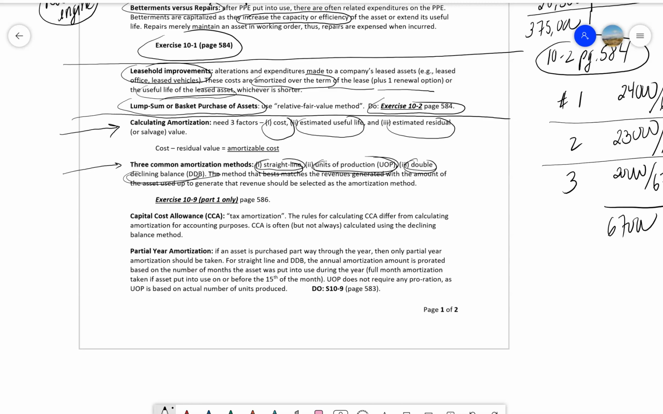So to demonstrate these 3 methods, we're going to look at exercise 10-9 on page 586. And we're only going to do part 1 in this video tutorial. So turn to page 586 and have a read through exercise 10-9. Once you've done reading the exercise, then resume the video to work through the question together.